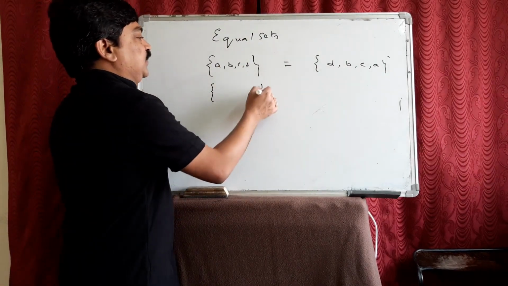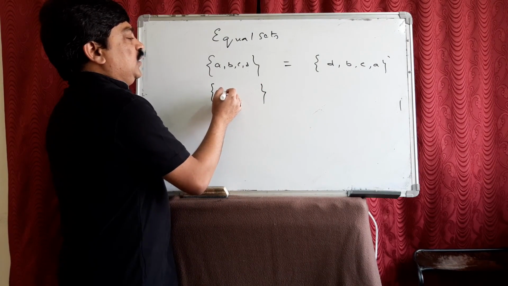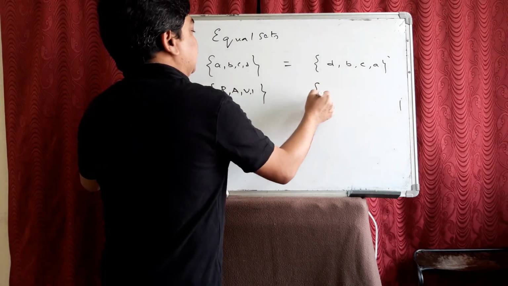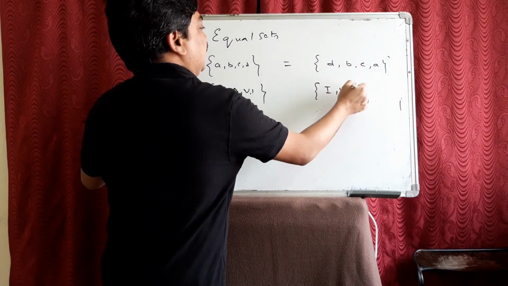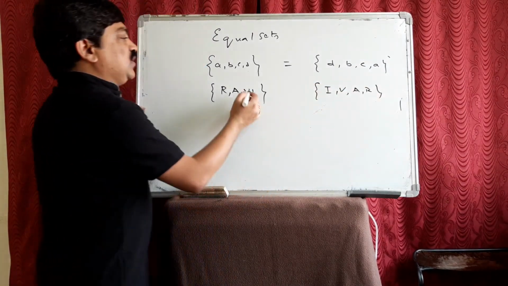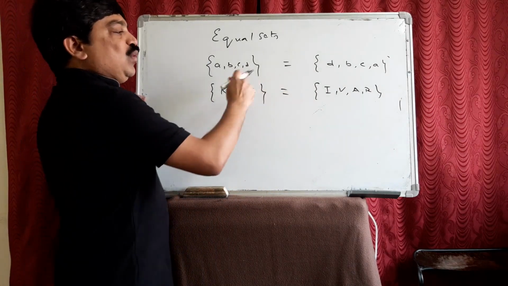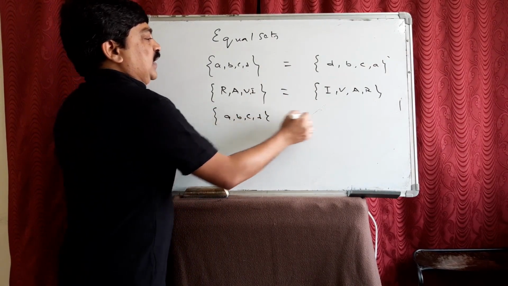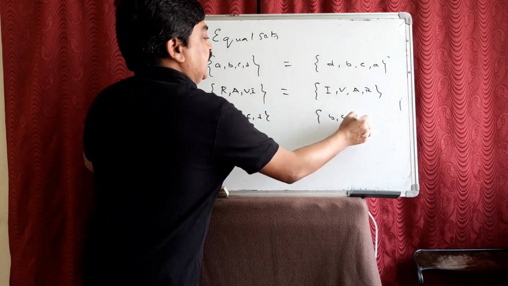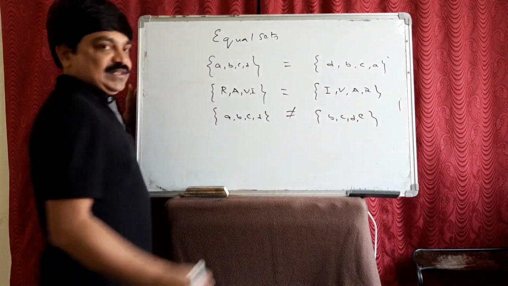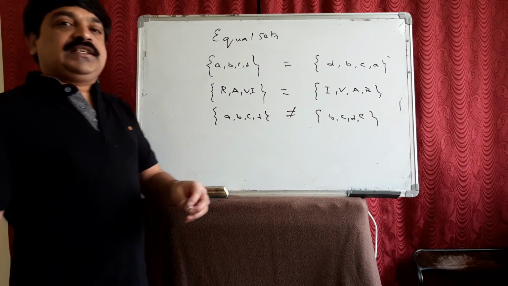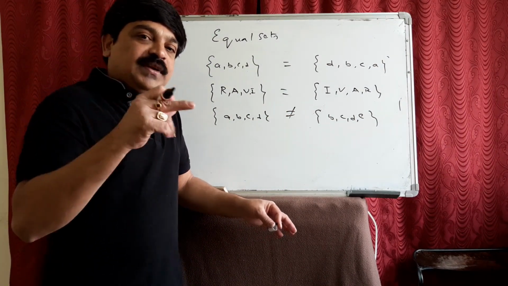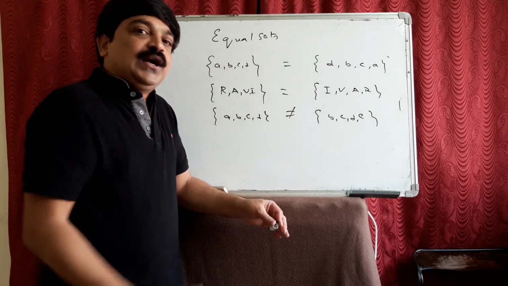Suppose one is RAVI, the other one is IVAR. Of course, this is a set. These are equal sets. Suppose A, B, C, D and B, C, D, E. These are not equal sets. That means two sets are said to be equal only if all the elements of one set are there in the other set.